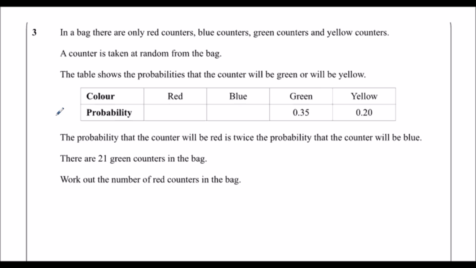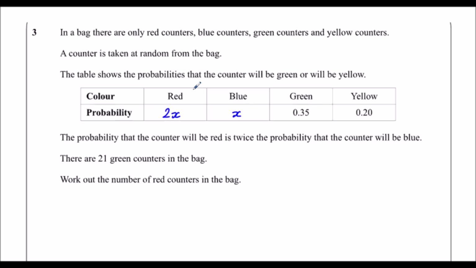Question 3. In a bag there are only red counters, blue counters, green counters, and yellow counters. A counter is taken at random from the bag. The table shows the probabilities that the counter will be green or will be yellow. The probability it will be red is twice the probability it will be blue. So we can call these 2x and x. Probability of red is twice blue.